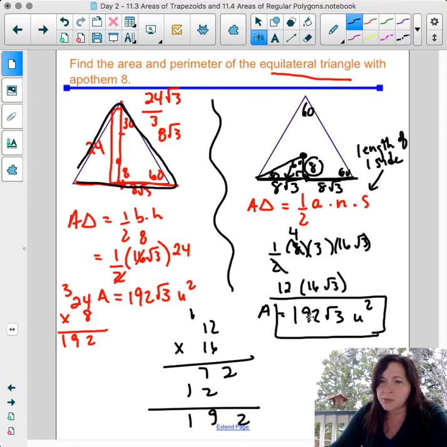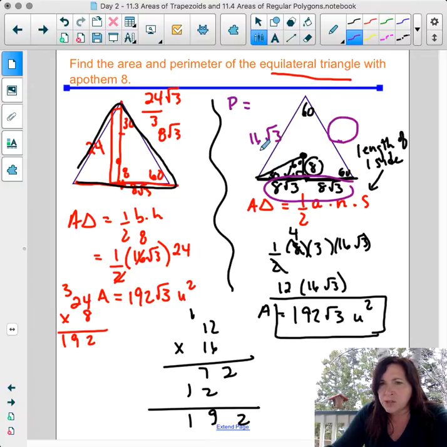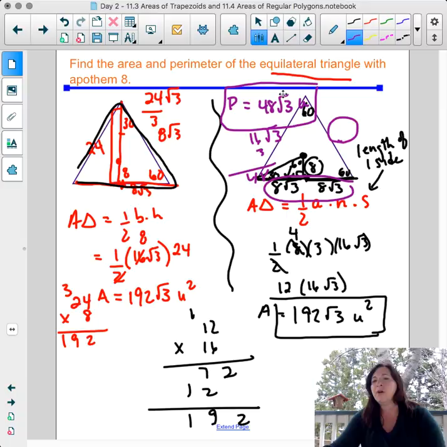The area is 192 root 3, but the perimeter is going to equal 16 root 3 plus 16 root 3 plus 16 root 3. So 16 times 3 is 48 root 3. So 48 root 3 units is my perimeter for both of them. 48 root 3.